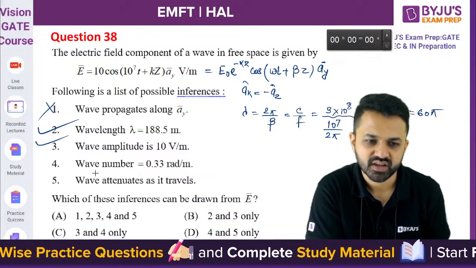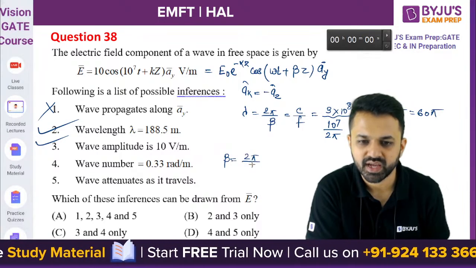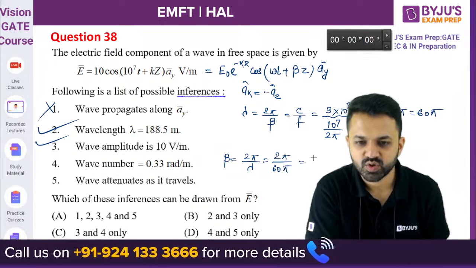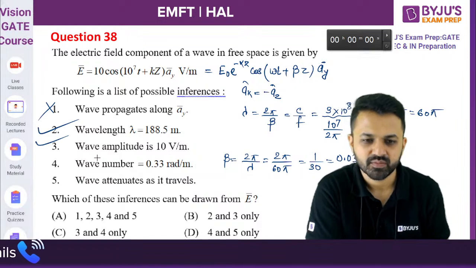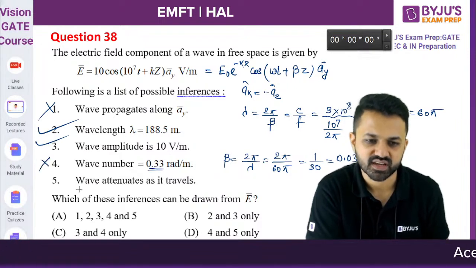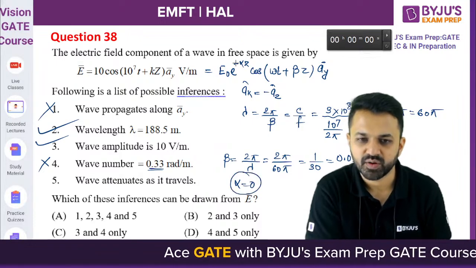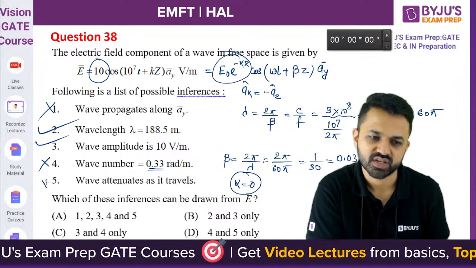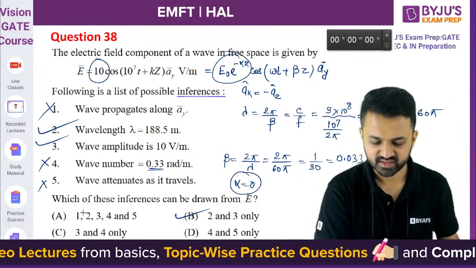Here you can compare. And wave number beta is equal to 2 pi by lambda. 2 pi, lambda is 60 pi, so you are getting 1 upon 30, that is 0.033, but 0.33 is given, so it is incorrect. Wave attenuates as it travels, but alpha is 0 when you compare it here, so there is no attenuation, so that is also incorrect. So the correct statements are 2 and 3. Yes, 38B.